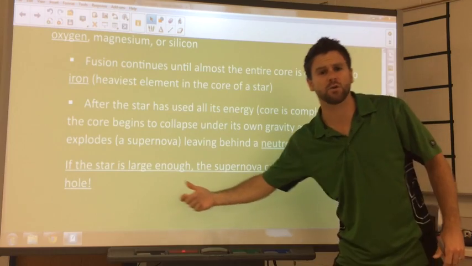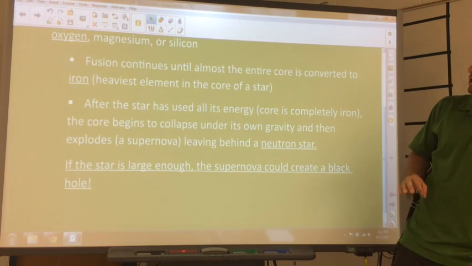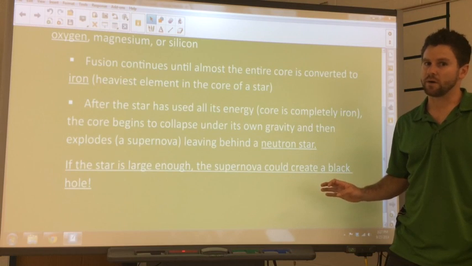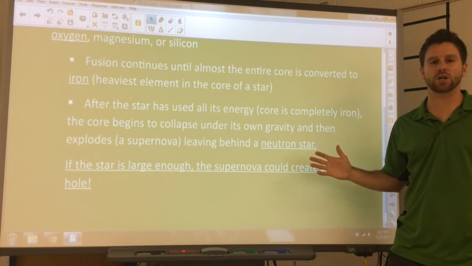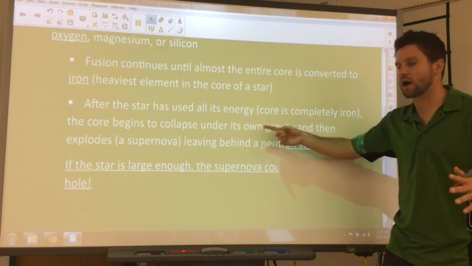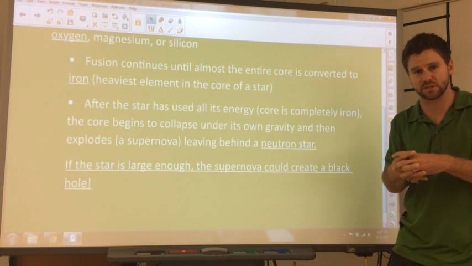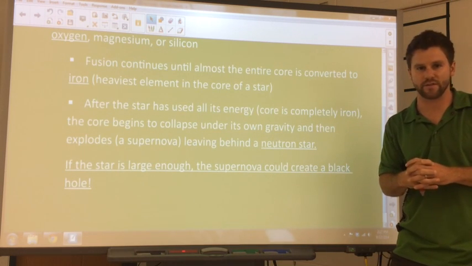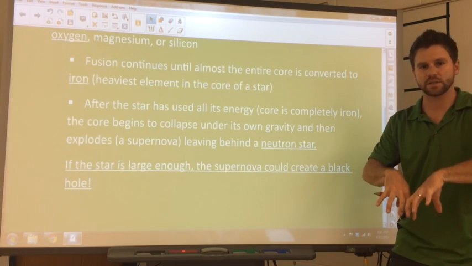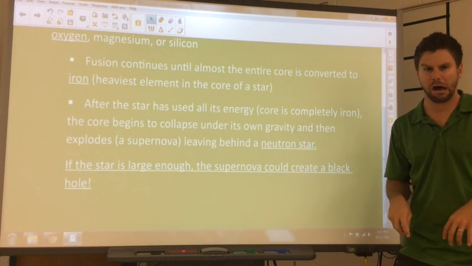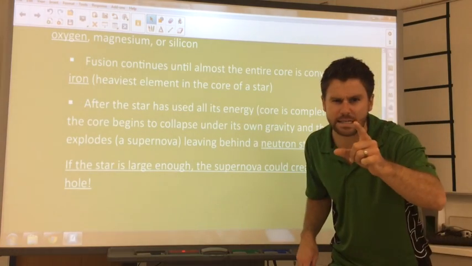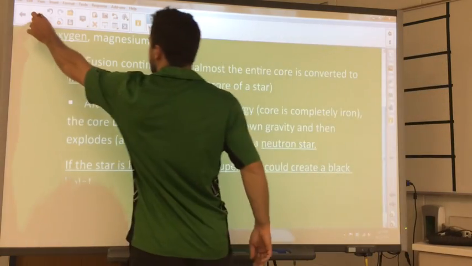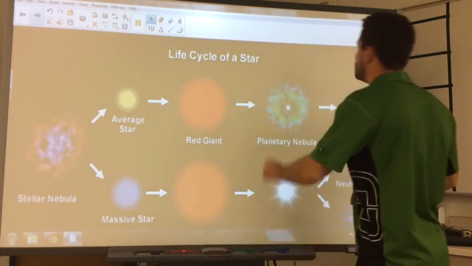All right. This is not part of your notes, so I'd like you to write it down. If the star is large enough, the supernova could create a black hole. So these massively large stars, instead of creating a neutron star, it may collapse after the supernova has exploded. It may collapse under its own gravity and collapse into becoming a black hole, where even light can't escape. Pretty crazy.